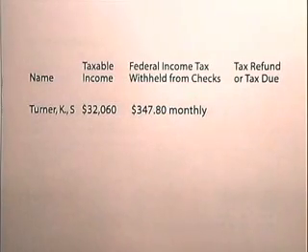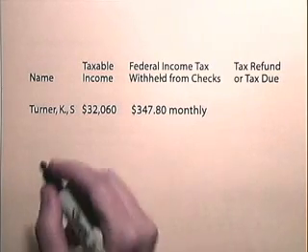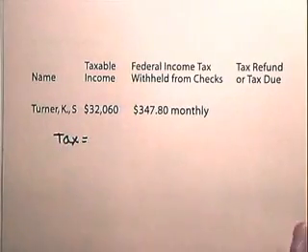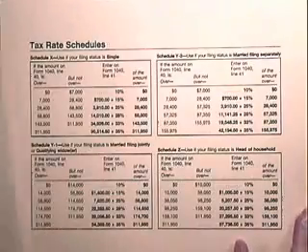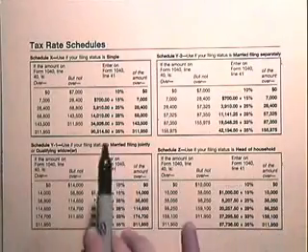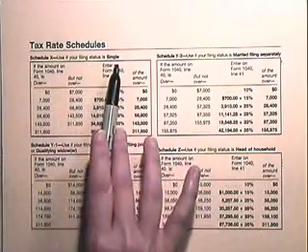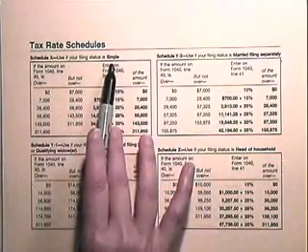We have Mr. Turner, who has a taxable income of $32,060 for the year, and he's had federal income tax withheld from his checks of $347.80 monthly. Let's go to the tax rate schedule and calculate his tax. You will notice that he is single. So we go to the tax rate schedule. We look to see that he is single.